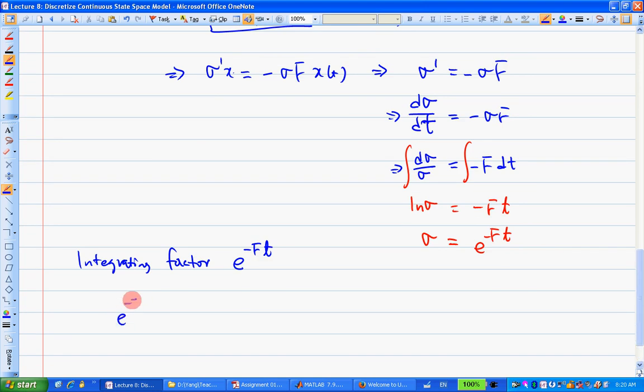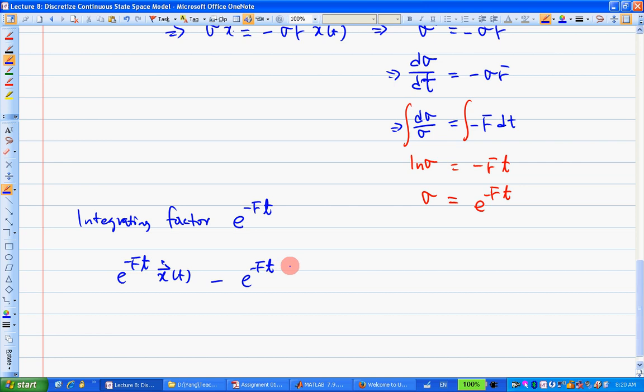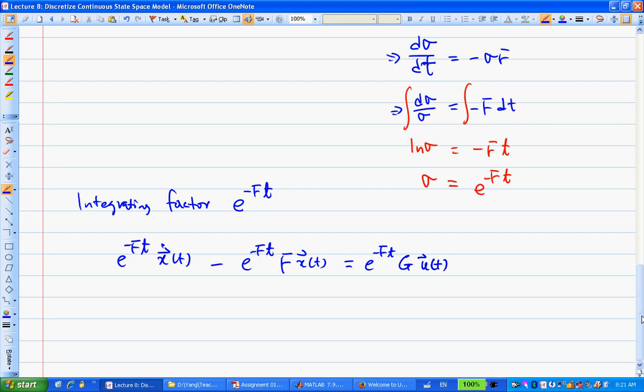We apply this integrating factor to our original differential equation. Let's keep all the vectors, even if we deal with a single input, single output, let's keep the vector sign there. Just multiply the integrating factor to the original differential equation. What's the purpose of the integrating factor? So that this left side can be written as a bracket prime. What's in the bracket? The integrating factor multiplied by x of t, the vector, and that equals the other side.